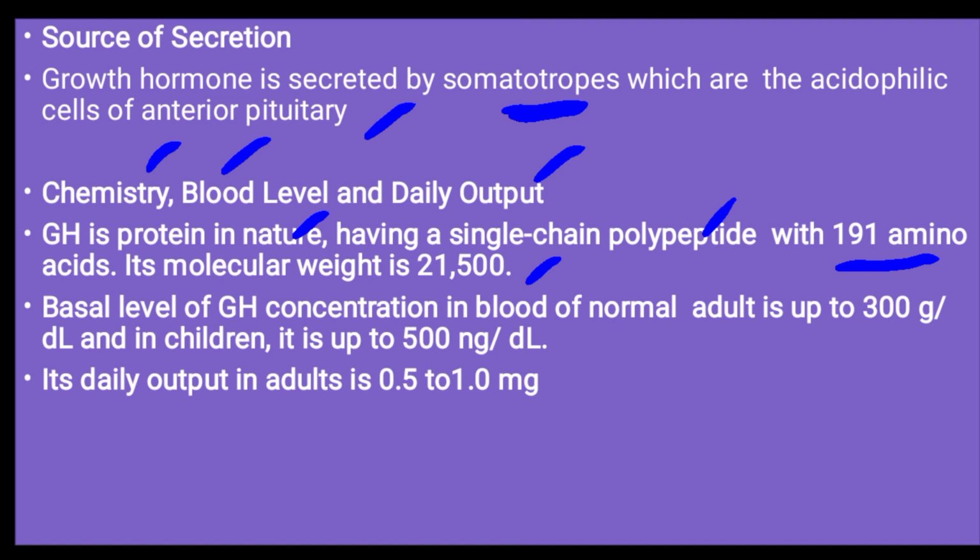Now the concentration in the blood. In a normal adult it is up to 300 nanogram per deciliter, and in children it is 500 nanogram. You should note that its daily output in an adult is 0.5 to 1 milligram.